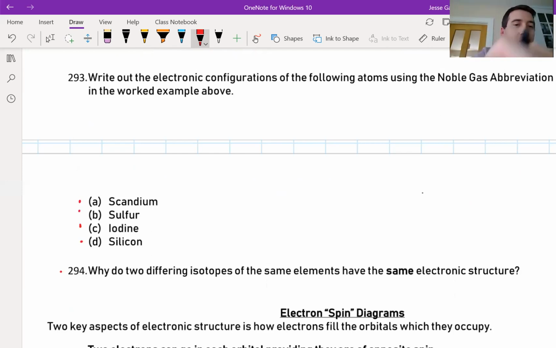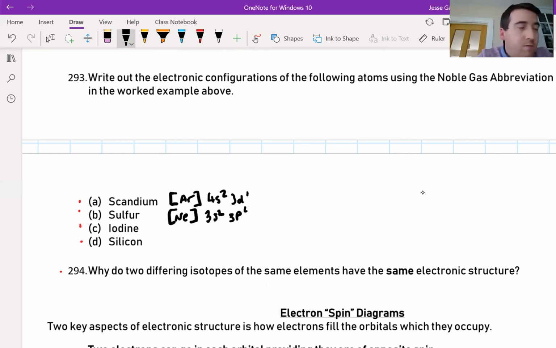All right, so the answer you should have is, well, scandium, the noble gas before that is argon. So you should have argon in square brackets. And you should have 4s2, 3d1. Okay, so well done if you got that right. Sulfur then, square brackets, neon. Okay, and it's 3s2, 3p4.